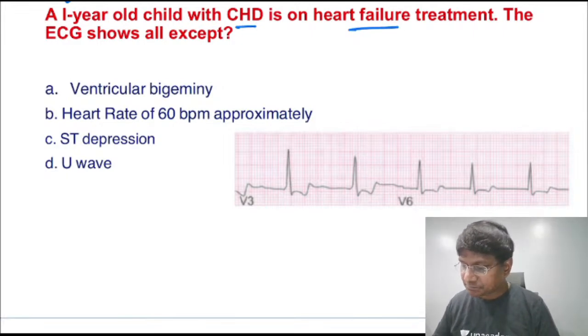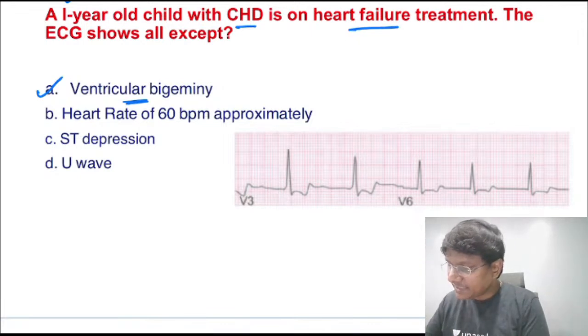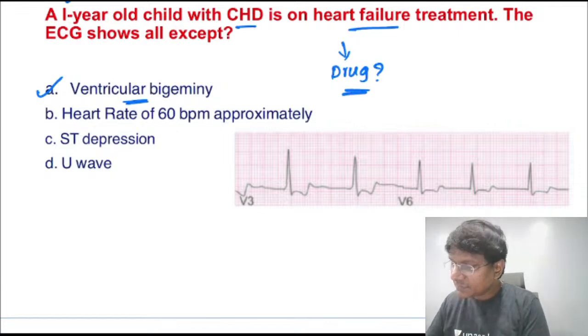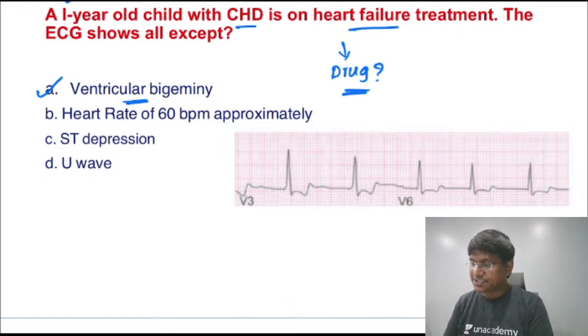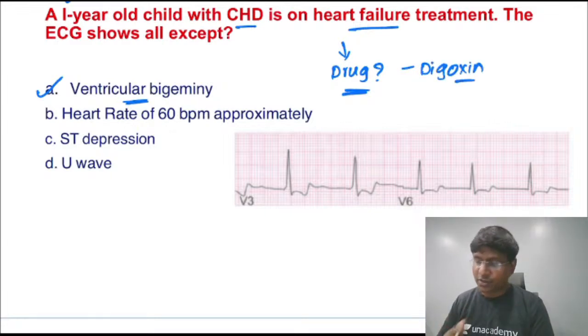Right. So the ECG is not showing the ventricular bigeminy. Now, can anyone tell me which particular drug this patient, this 1 year old child, is on for the heart failure treatment? So, this 1 year old child is on digoxin. So what are the points to tell that the individual is on digoxin?